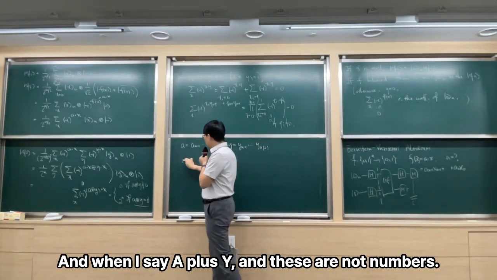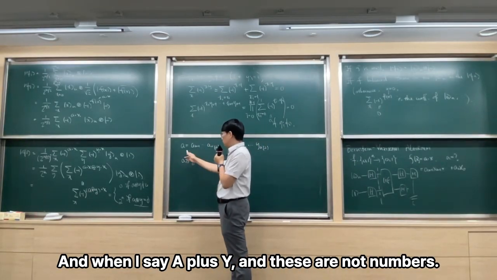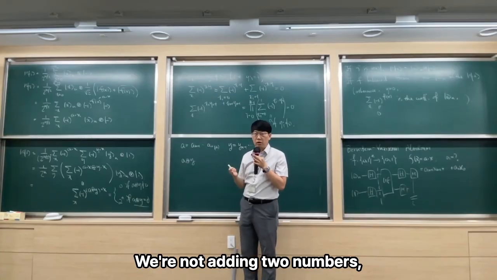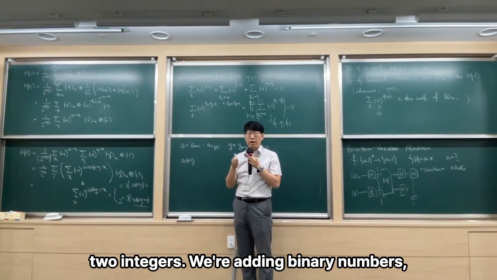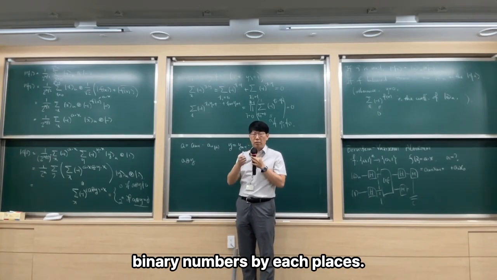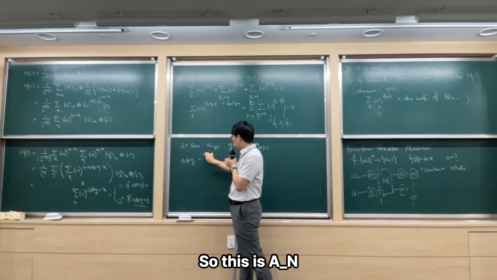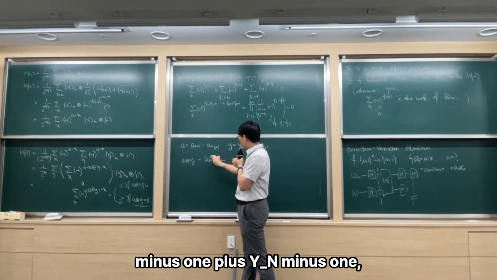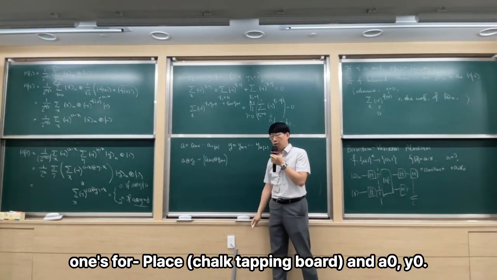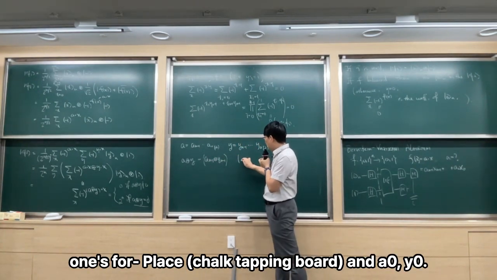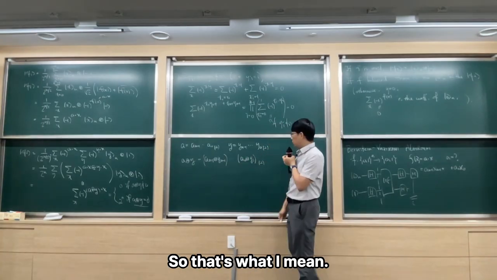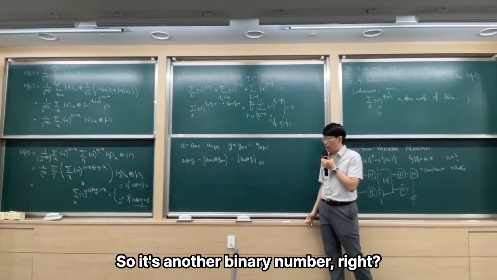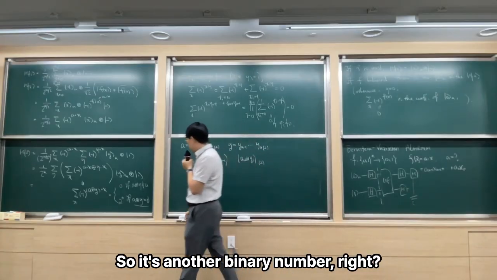And when I say a plus y, these are not numbers. We're not adding two numbers, two integers. We're adding binary numbers place by place. So this is a(n minus 1) plus y(n minus 1), for that's the n minus 1 place, and a0, y0. So that's what I mean. So it's another binary number, right?